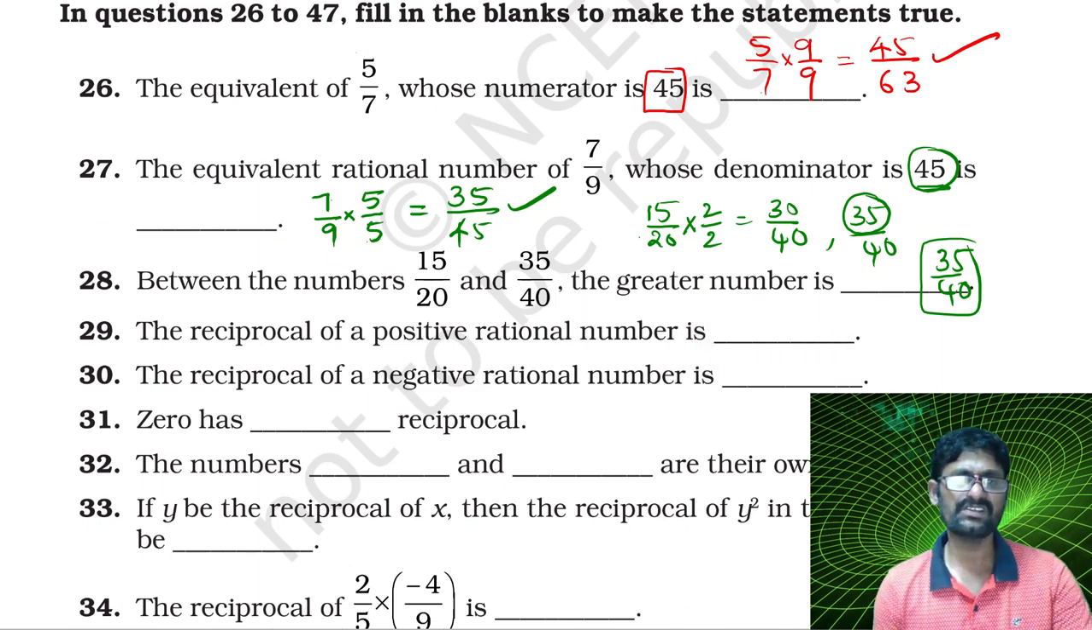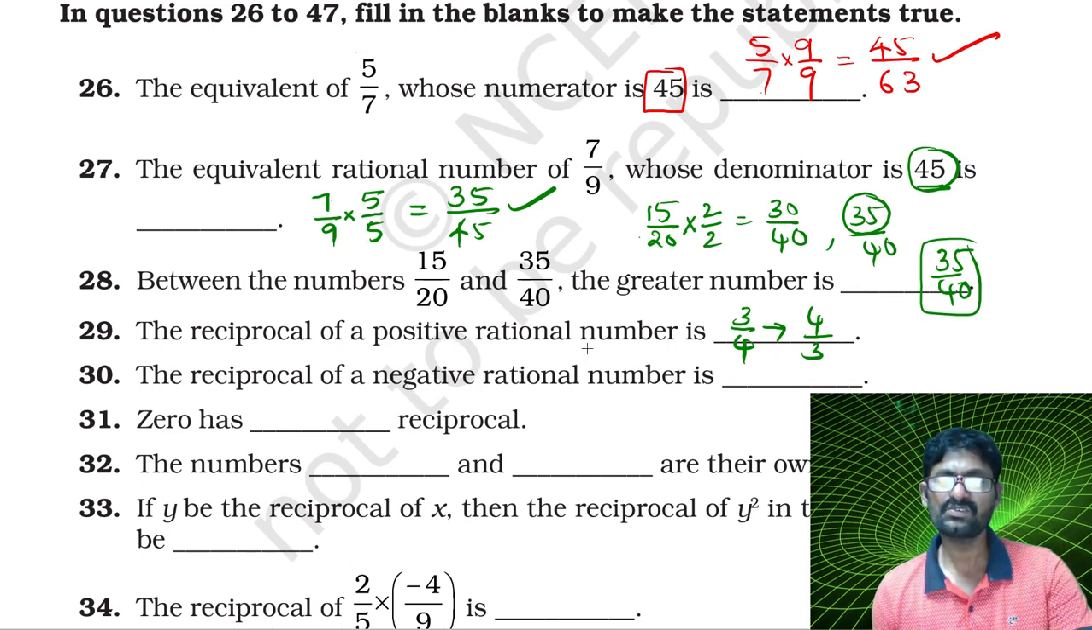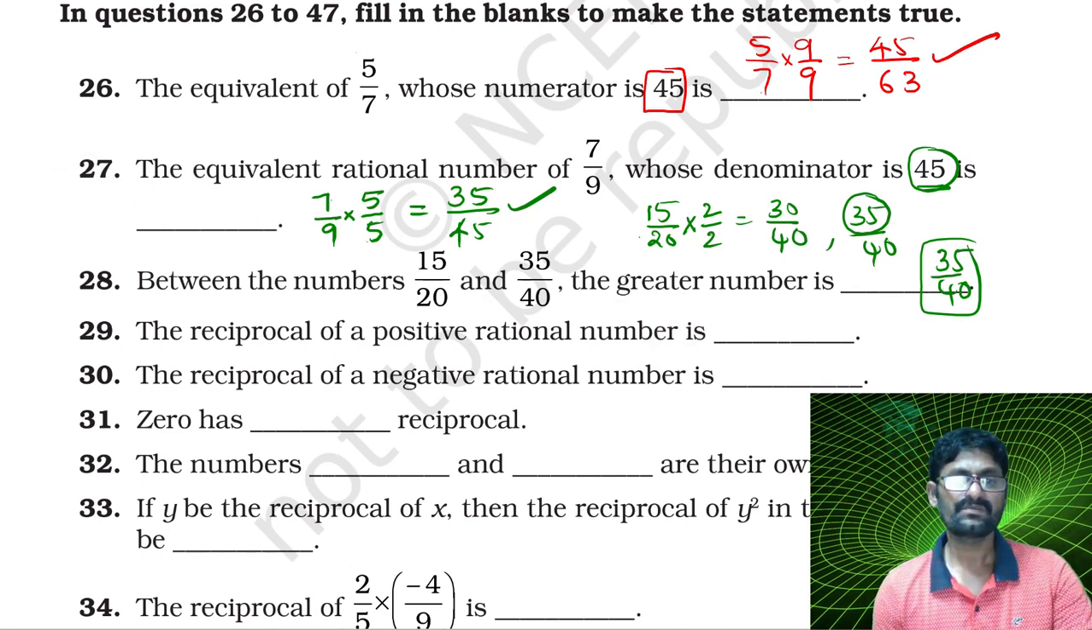Take one example for this one. Suppose I take 3 by 4, then the reciprocal of this one is 4 by 3. So both are positive in this case, right? So the reciprocal of a positive rational number is positive rational number.